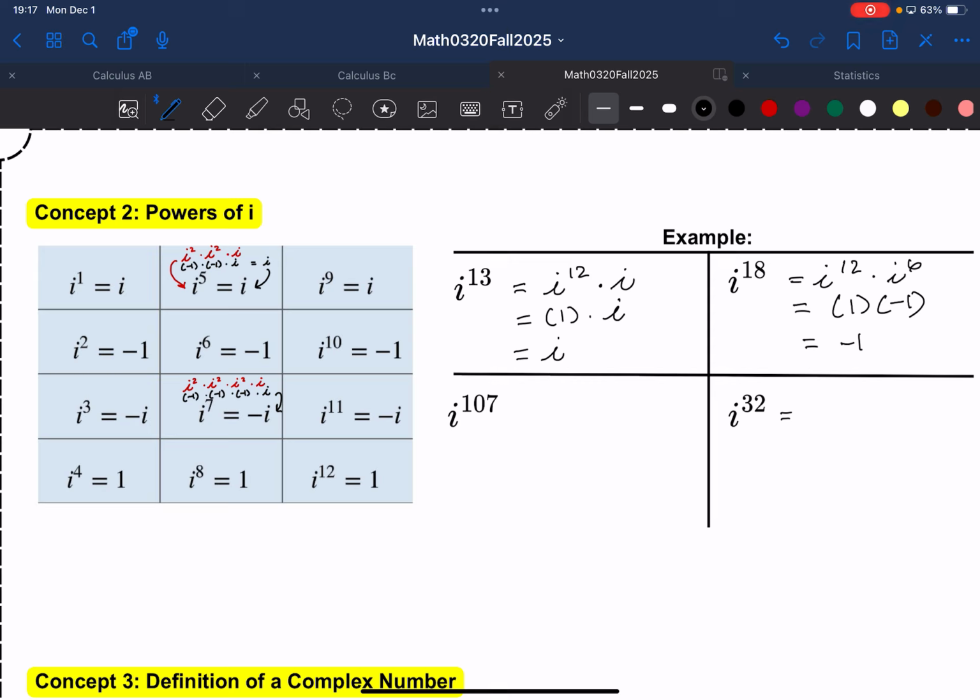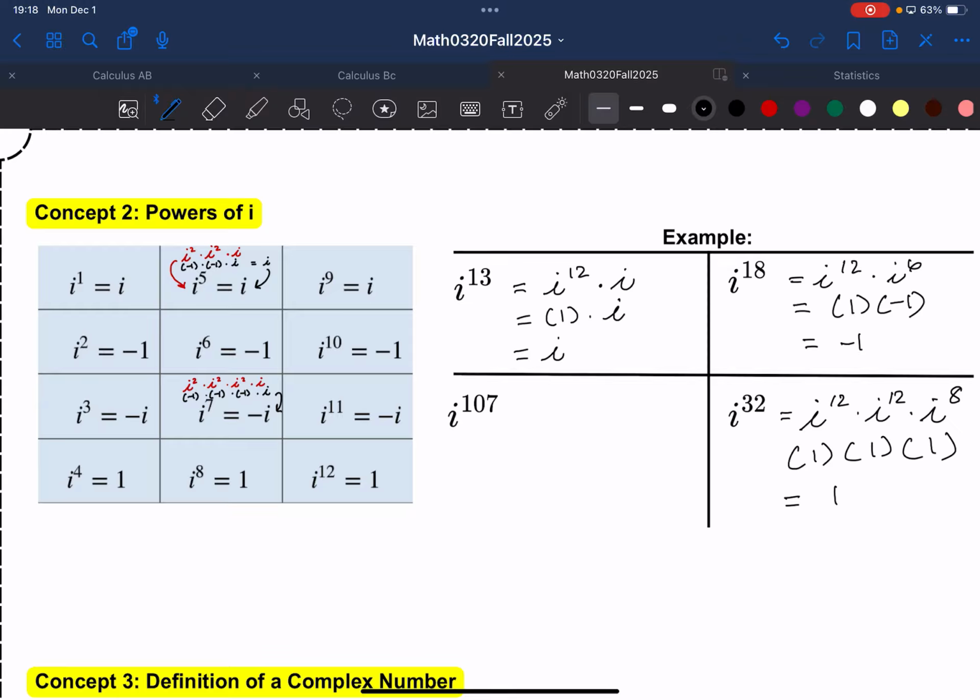12, 12, 24, 24, and 8, 32. Yep, we could do i^12 times i^12 times i^8. So we have 1 times 1 times 1. So we have our answer of 1.